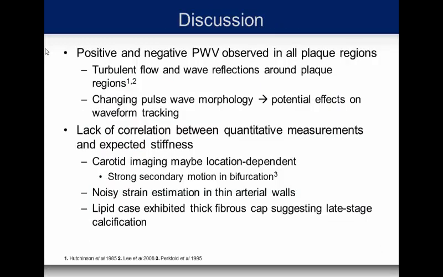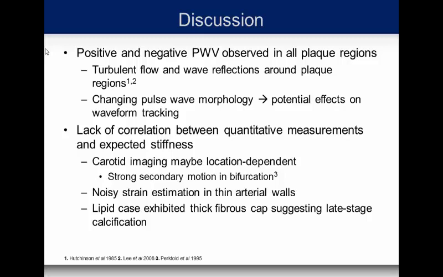Just real quick, two points I want to make. We saw positive and negative PWV in all plaque regions in the cases that I showed. That could be attributed to things like turbulent flow and wave reflections around the plaque regions. Also, the waveform morphology is changing if you have a regional inclusion. As the wave is propagating, the shape is also changing, so it becomes very difficult to track the wave if there's a regional inclusion.